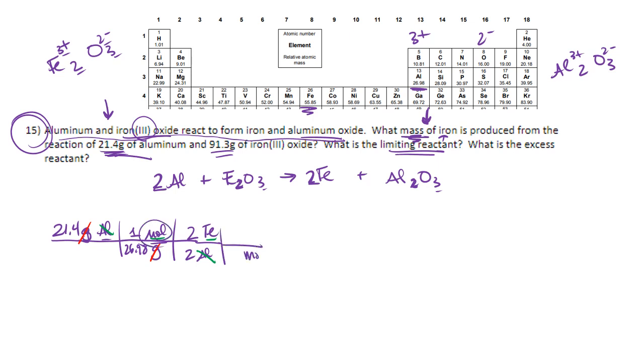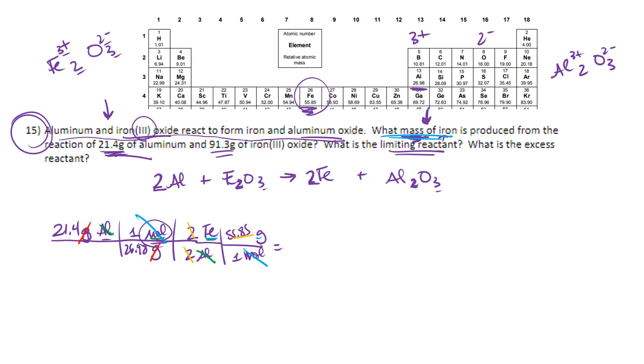Moles on the bottom, grams on the top. The molar mass of iron is 55.85 grams per mole. We have now successfully canceled out moles, and I'm left with grams of iron, which is super cool because eventually I want to know the mass of iron. So with my calculator, we're going to do 21.4 times 1 divided by 26.98. I'm not going to worry about my 2's because 2 and 2 cancel each other out. I do need to multiply that by that 55.85.